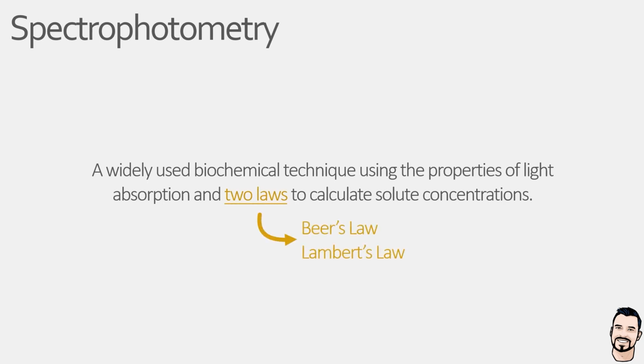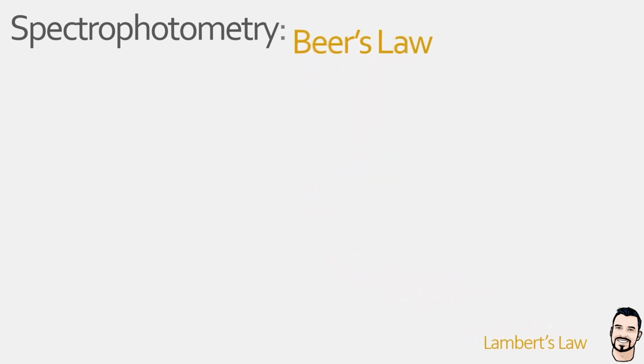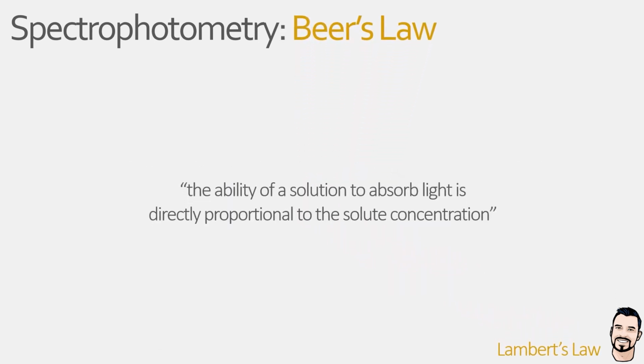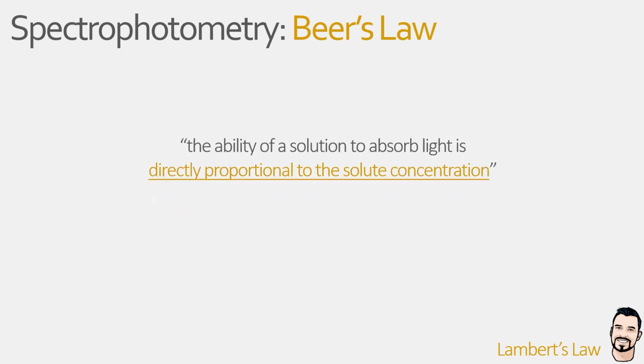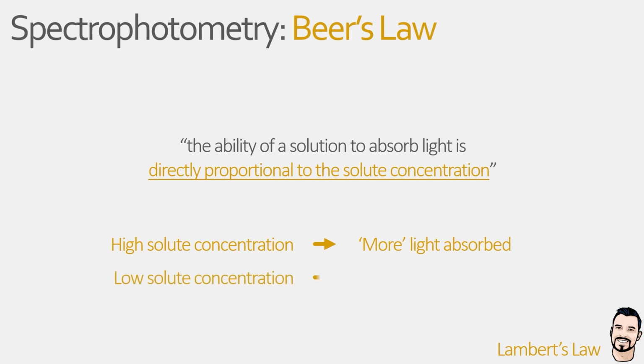Now, Beer's law states the ability of a solution to absorb light is proportional to the solute concentration, which is essentially the amount of solute dissolved within a solution. Therefore, a solution with a high solute concentration is going to absorb more light than a solution containing a low solute concentration, which will absorb less light. And this is because the number of light absorbing particles within a solution changes.